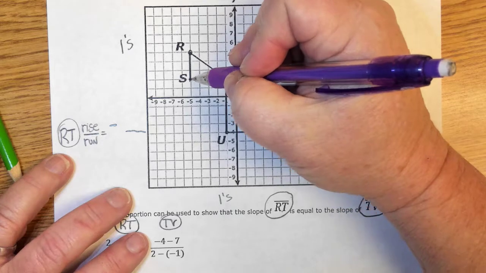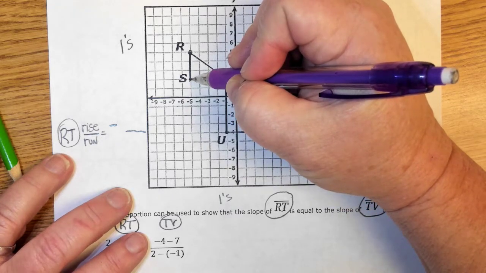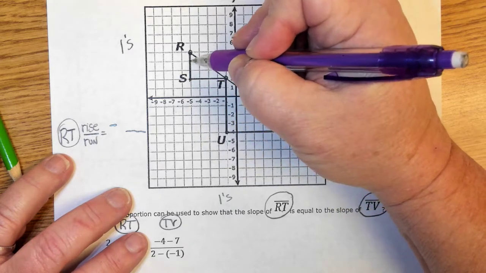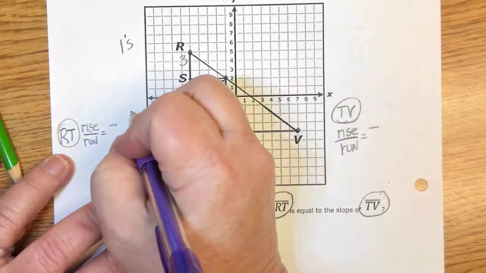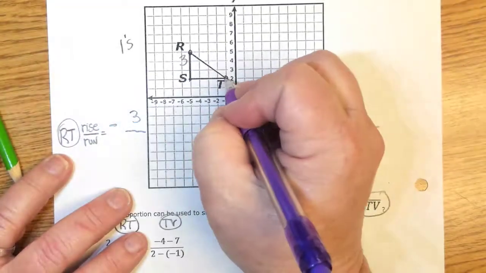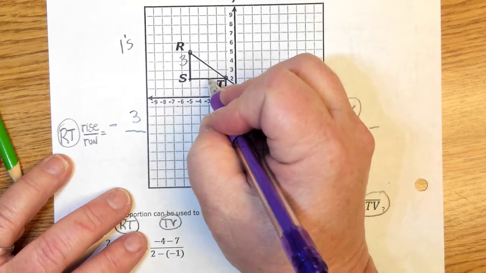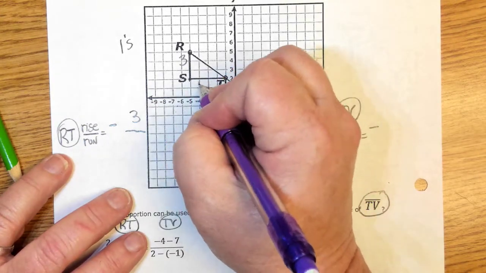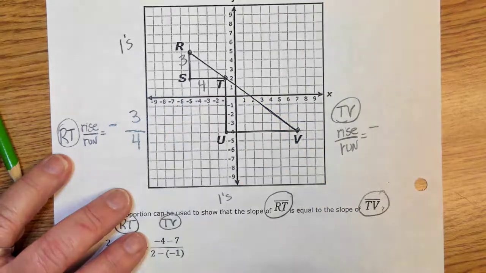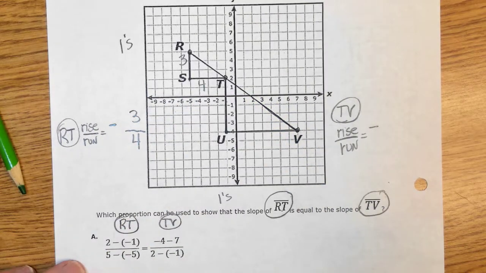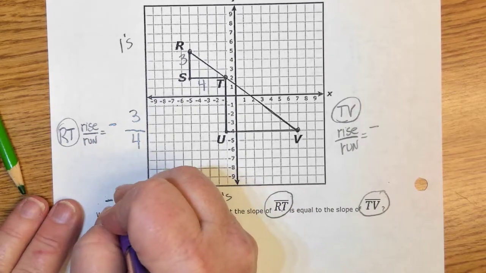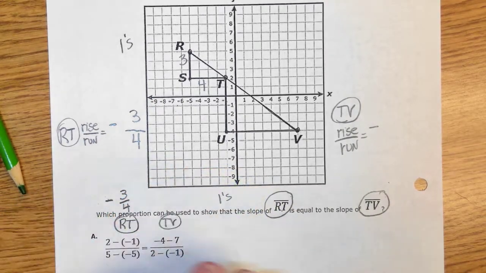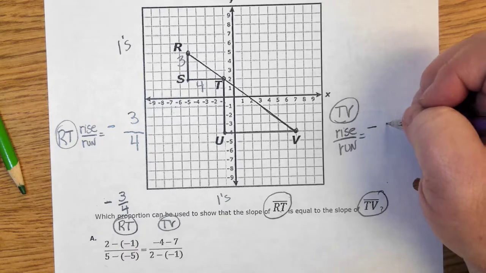I'm going to start right here on the corner, and I'm going to count 1, 2, 3, because that's my rise for RS. My run is 1, 2, 3, 4. So I've got a negative 3 over 4 for RS, or RT, okay? So this side has to be a negative 3 over 4. Let's look at this side, what it says.